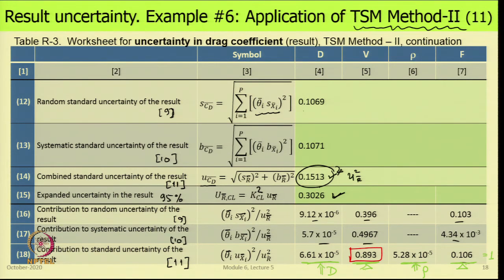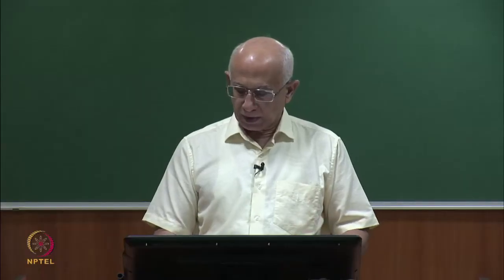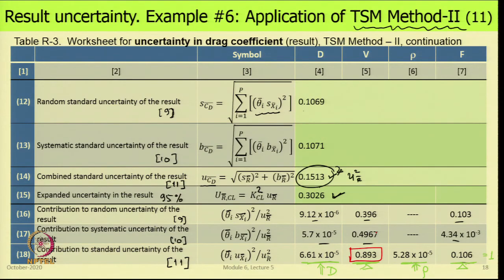So, a strategy to reduce uncertainty in the drag coefficient should begin by tackling the velocity measurement and then further look up into the contributing elements. What we see here is that the random uncertainty in the velocity measurement is 0.396 and the systematic one is 0.4967. So, about 40% is coming from here and 50% is coming from there, roughly.